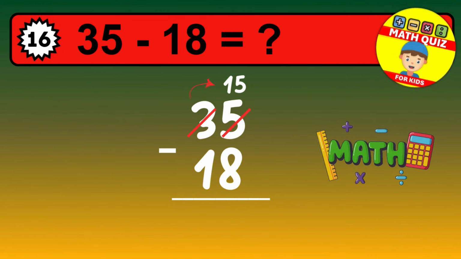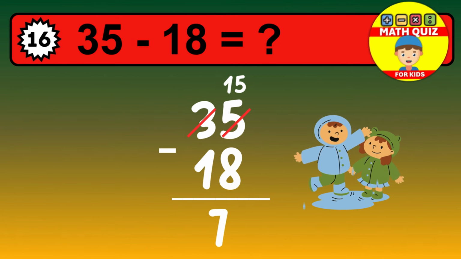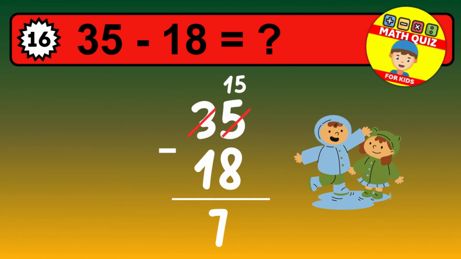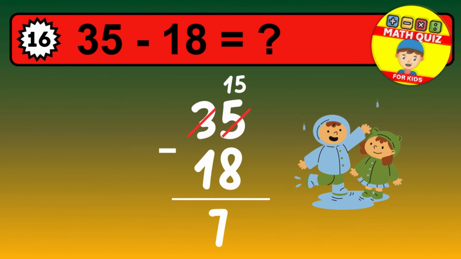Now we subtract. 15 minus 8 is 7. Then we go to the tens. 2 minus 1 is 1. The final answer is 17.